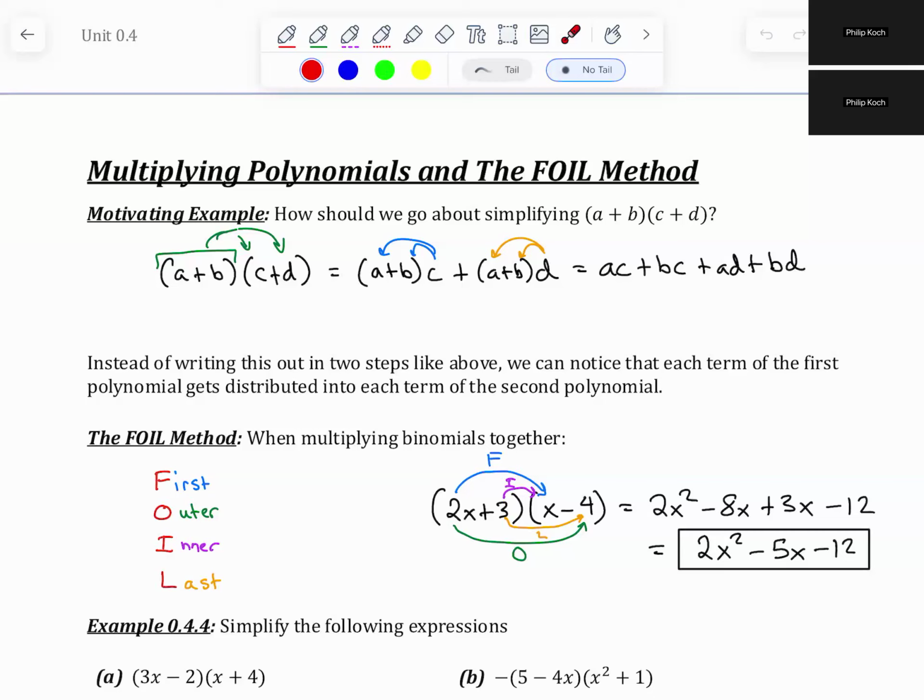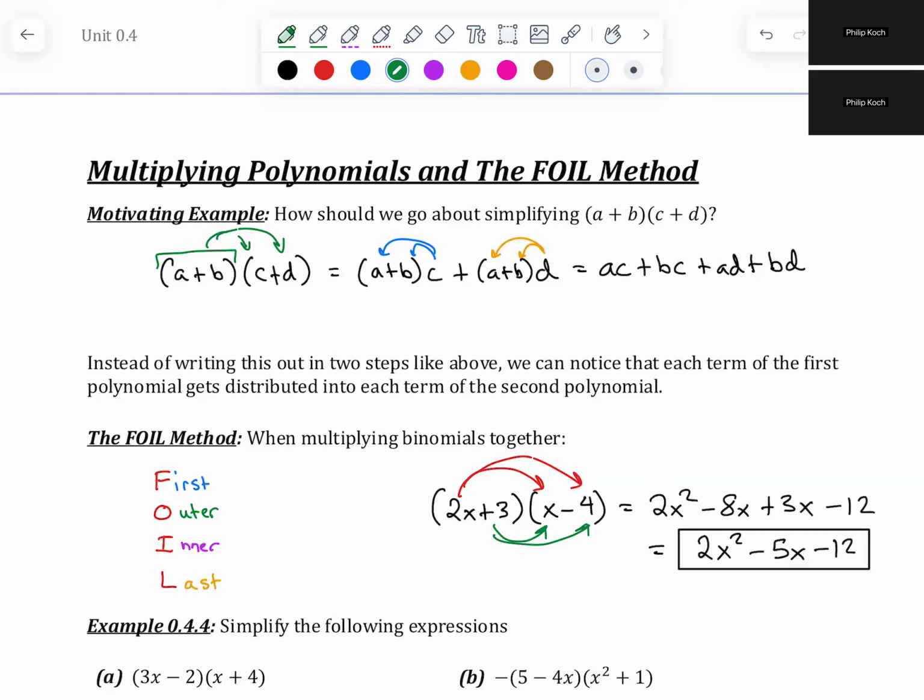However, the way I usually like to present it, I drew it like that, but we were doing that hastily. The way I typically draw it myself is basically what's happening. Instead of thinking of it as foiling, this first, outer, inner, last, it's that each term from the first set is getting applied to the second set.